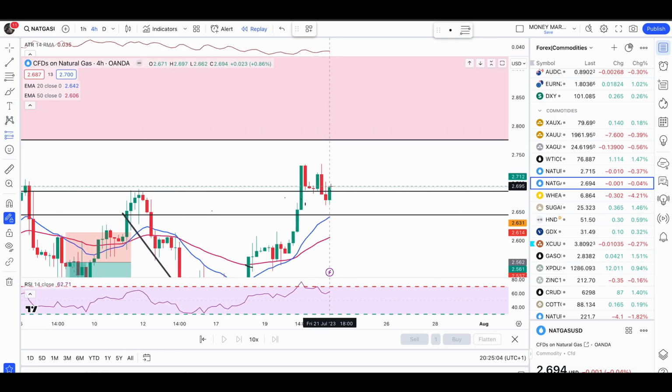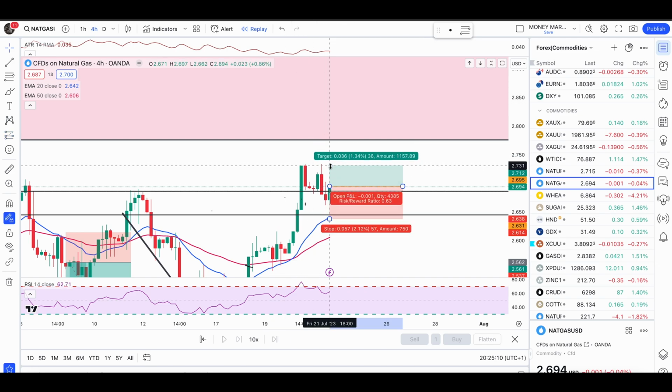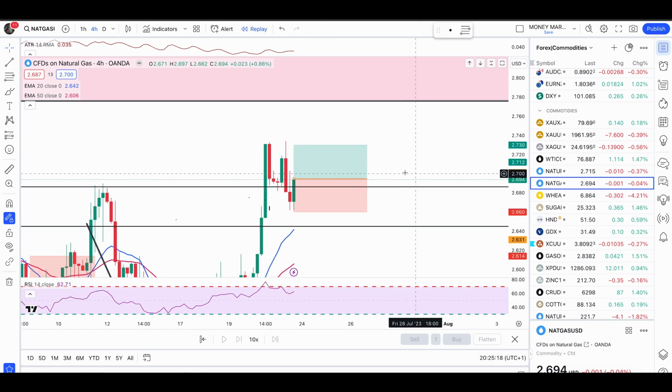And if you are trading, you can always use 1 ATR for your target. ATR of this candle is 3.5. So initial targets will be 3.5, something like this. So initial targets will be like that.